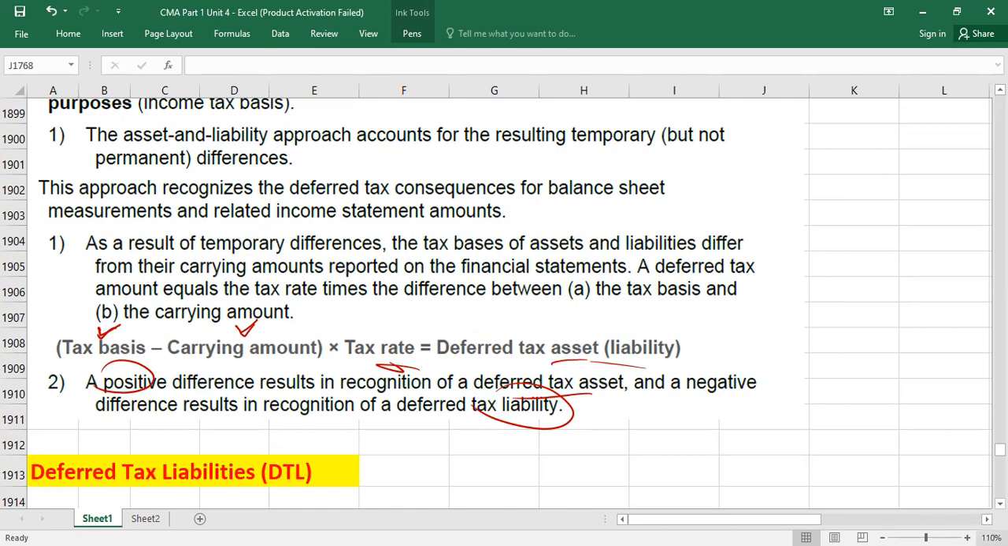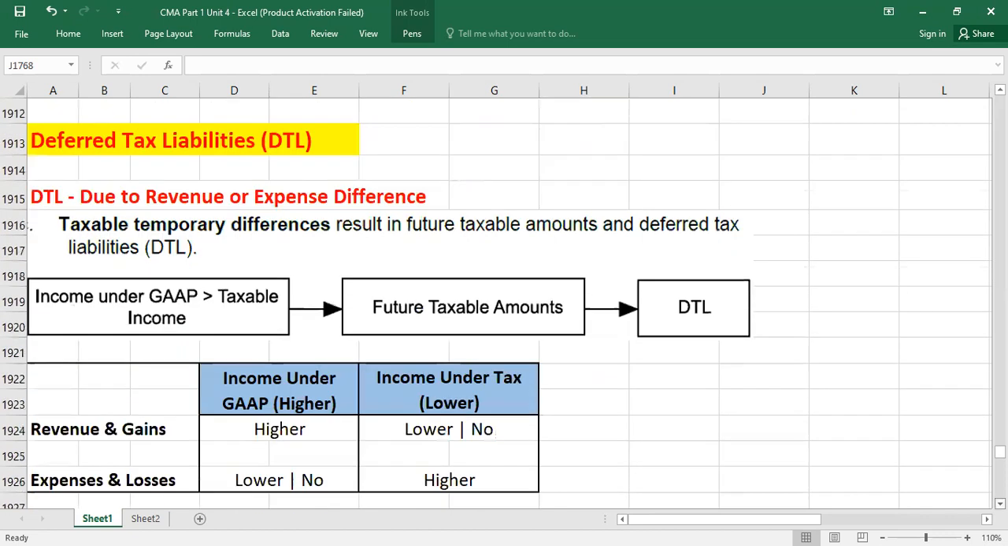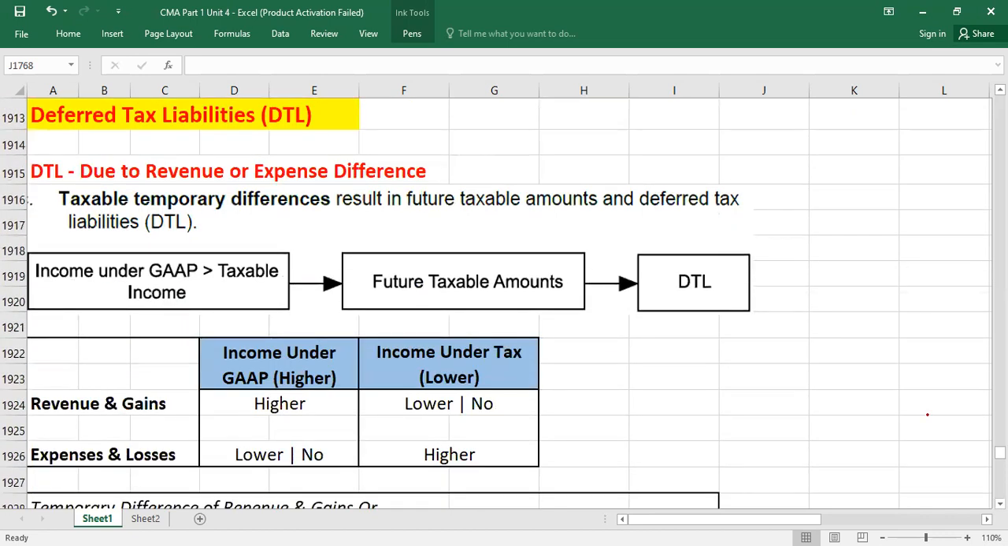So I would use this format to deal with it. Now, please, I need concentration. First, we are going to talk about deferred tax liability. Then I'll talk about deferred tax asset. Ready? So here we go. Please, this is the statement you have to memorize very strongly.